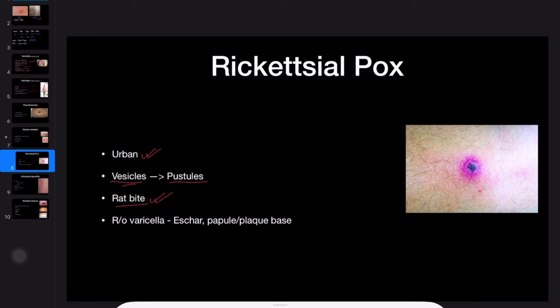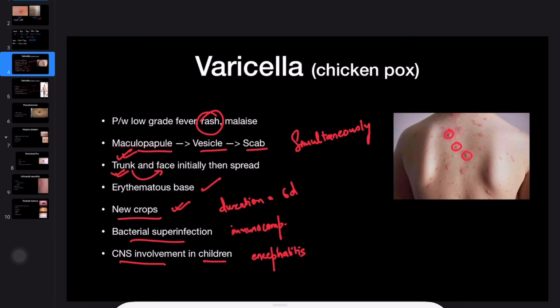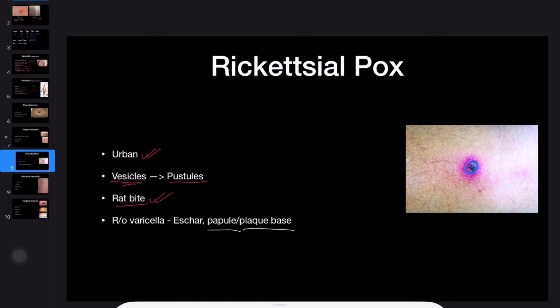You may confuse it with varicella, which causes chickenpox. If the patient has an eschar, in this image you can see that this is an eschar. You won't see an eschar in the varicella infection, and also you will see a papule or a plaque base in case of Rickettsialpox infection, while if you remember in varicella infection you saw maculopapule or vesicle or scab. So this is all about Rickettsialpox. Remember rat bite, and also remember how to exclude varicella, and it will get you through.